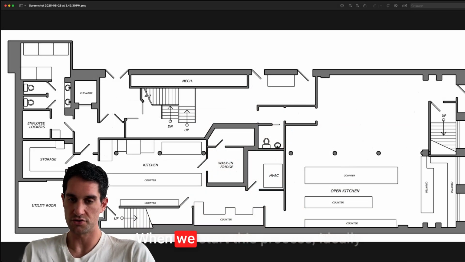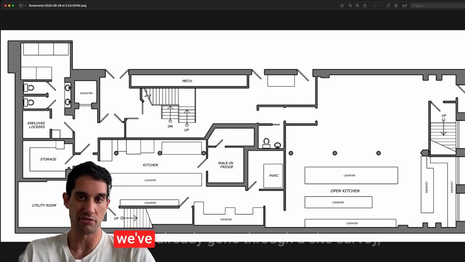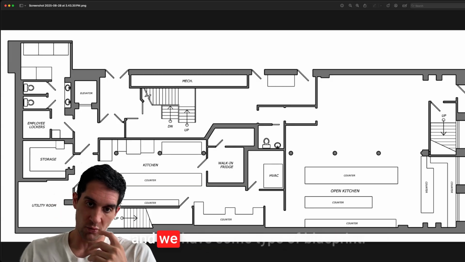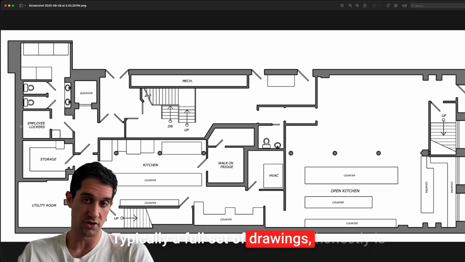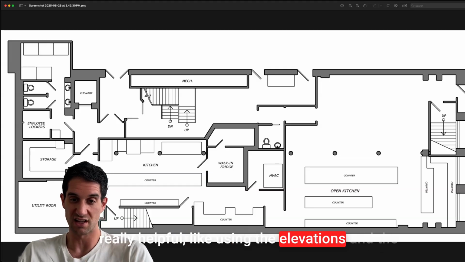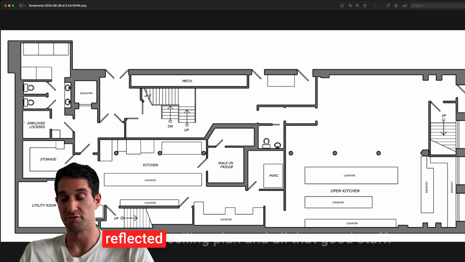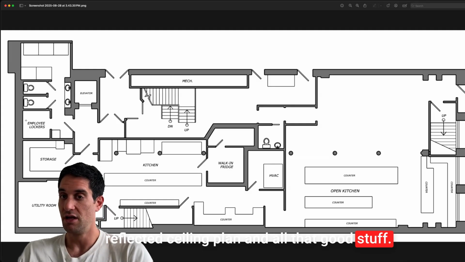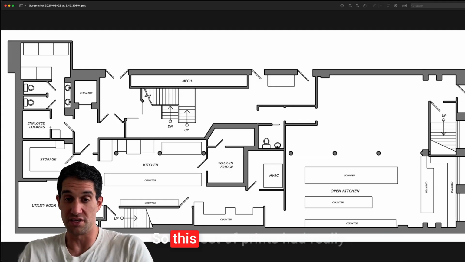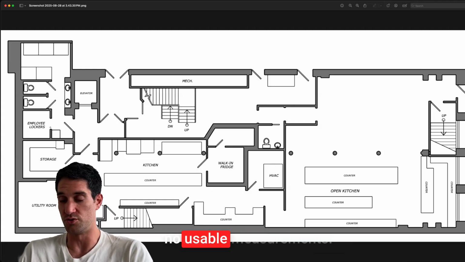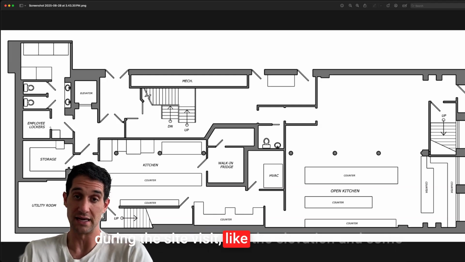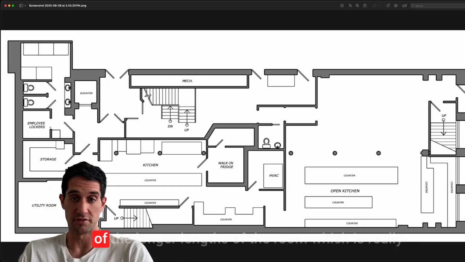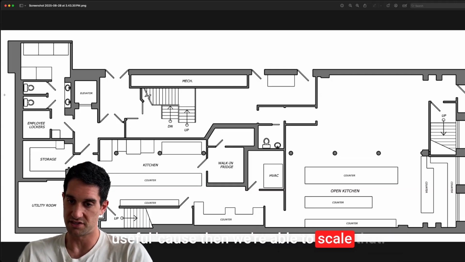When we start this process, ideally, we've already gone through a site survey and we have some type of blueprint. Typically, a full set of drawings, honestly, is really helpful, like the elevations and the reflected ceiling plan and all that good stuff. We did not get that. So this set of prints had really no usable measurements. We were able to grab some key measurements during the site visit, like the elevation and some of the longer lengths of the room, which is really useful because then we're able to scale that.